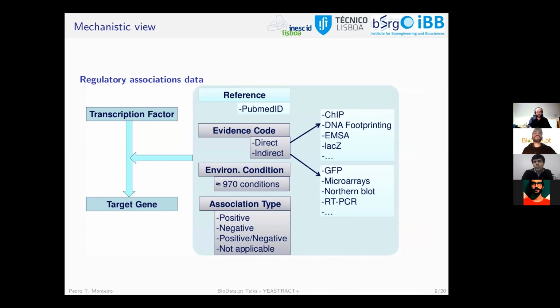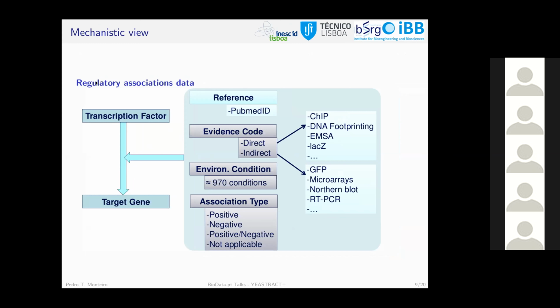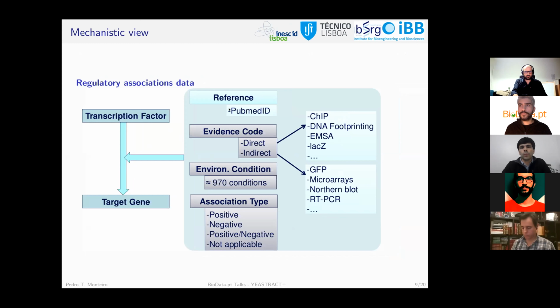So what we did was to enrich this descriptive view with a mechanistic view of the data. We started to enrich with the regulatory association data. So every time we have a transcription factor regulating a target gene, we might have several papers supporting that regulation. And each of these papers will have an evidence code, which we grouped as direct or indirect regarding the experiment that was performed to acquire that data.